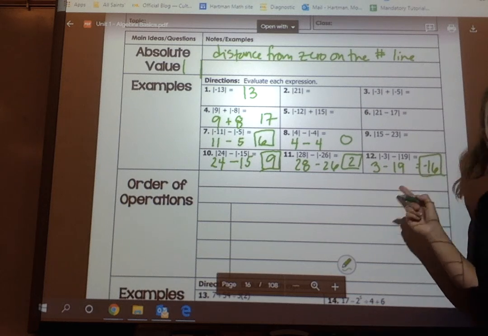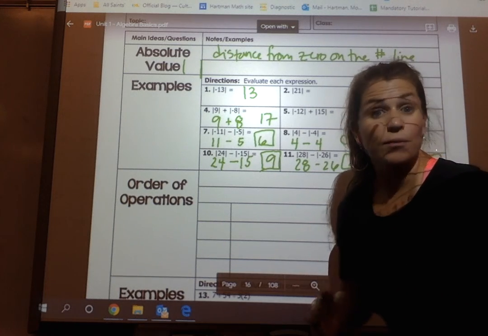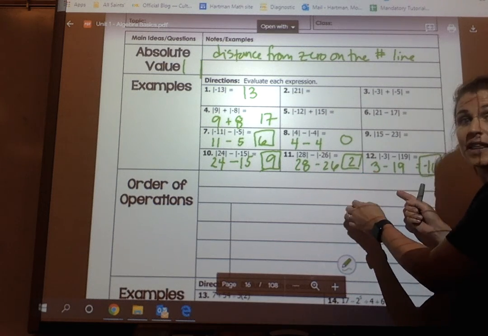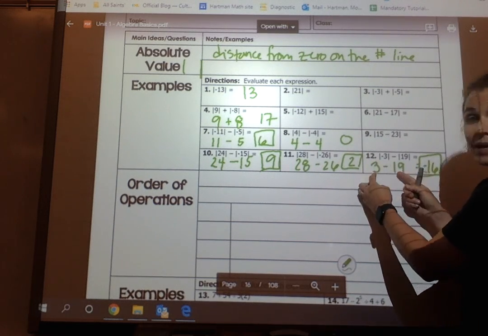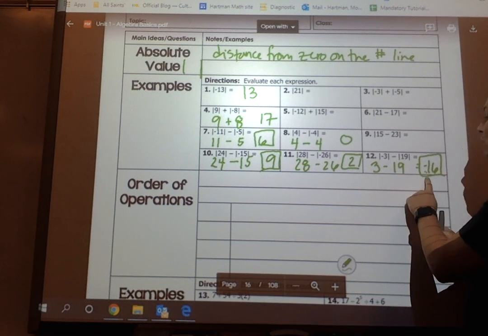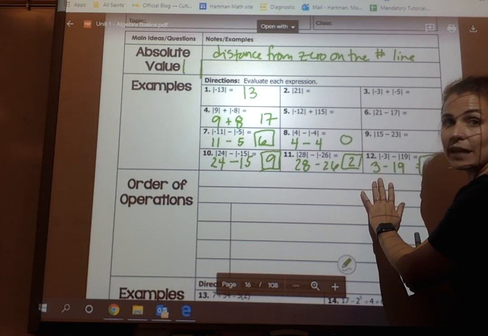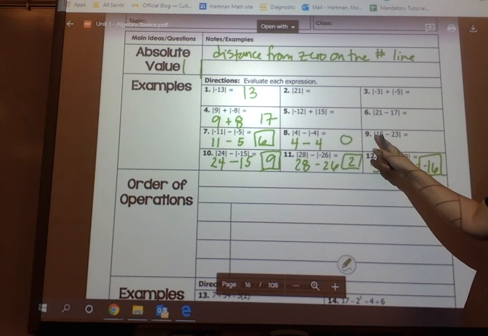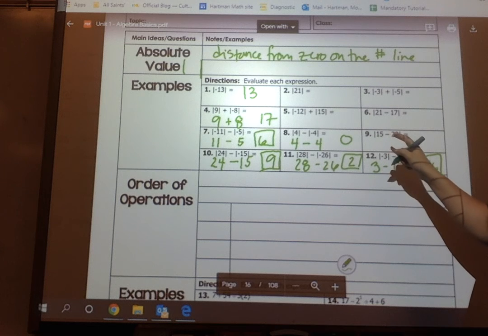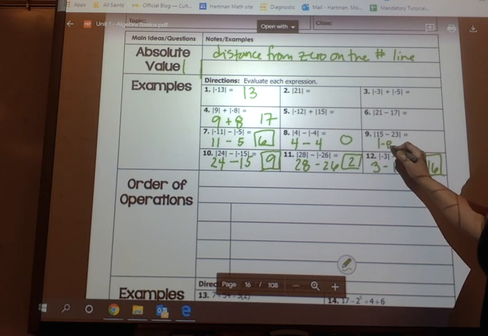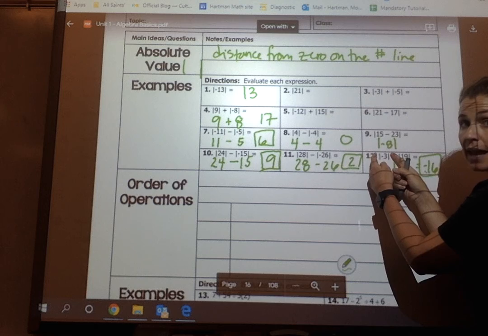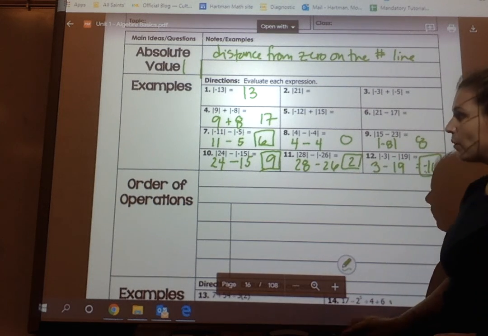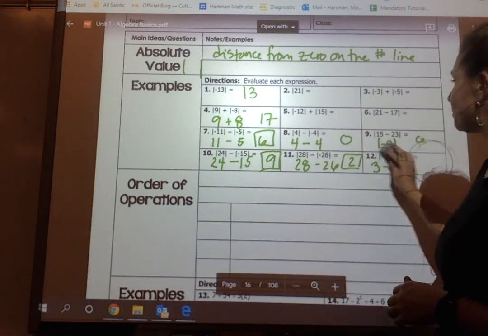A lot of times students will say, but absolute value can't be negative. It's not. You've already evaluated first, so you already simplified the absolute value, then you combine. You've already gotten rid of the negativity, and then your last process is where you combine them. Let's take a look at number 9. 15 minus 23 is negative 8, but because it's still inside the absolute value, my answer is 8 because it can never be negative. So those are just a few examples of absolute value.